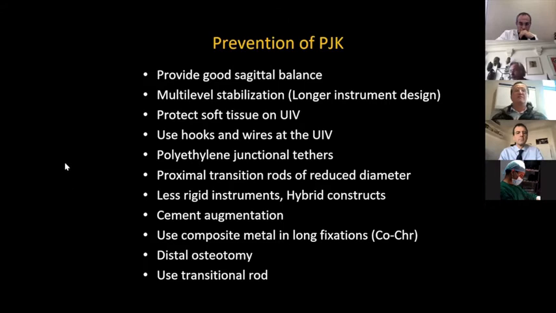How can we prevent it? Provide good sagittal balance, multi-level stabilization, longer instrument design, protect soft tissue on the upper instrumented vertebra, and use hooks and wires at the upper instrumented vertebra instead of screws. You can also use polyethylene junctional tethers, proximal transition rods of reduced diameter, less rigid instruments, and hybrid constructs are a solution, the so-called top of systems. Cement augmentation, Dr. Ibe has stressed that very well. Use composite metal in long fixations, distal osteotomy, and use transitional rods.